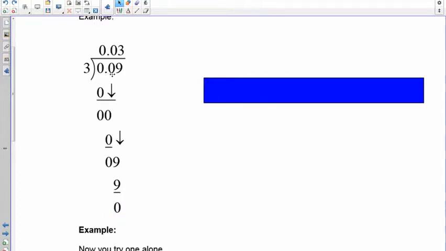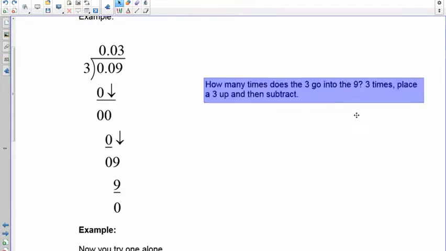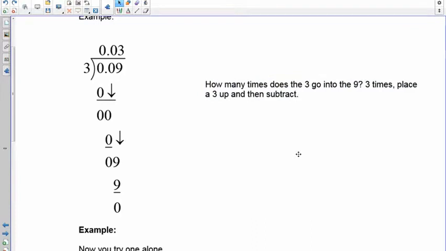Notice how everything matches up here. As we tried 3 into 0, it wouldn't go in any time, so it would be 0. We tried it with this one, it was 0. We tried it with this one, of course, it worked. Notice there's a leading 0 here that you have to keep track of. So what's happening over here? You're basically finding out how many times the 3 goes into 9, and you have to keep track of the decimal and all the zeros that are there.